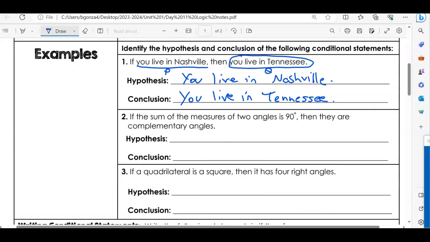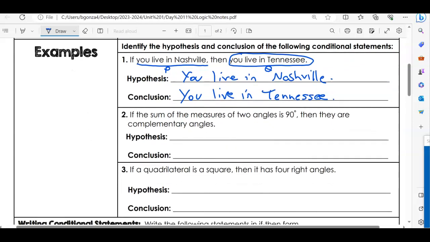What about number 2? What's the hypothesis after the if? The sum of the measures of 2 angles is 90. And then what's the conclusion? They are complementary angles. We definitely did talk about that in the last notes for assignment 4. Complementary adds up to 90.